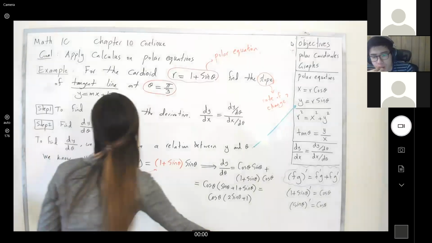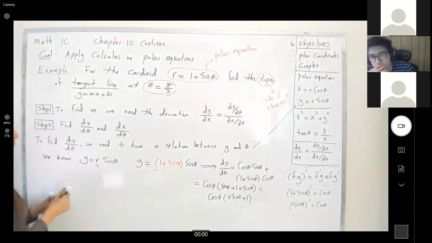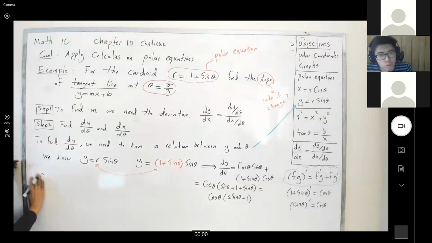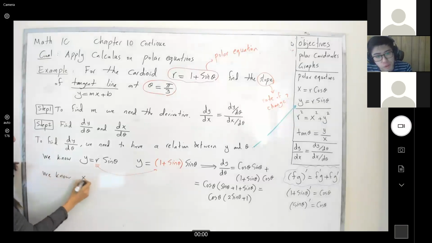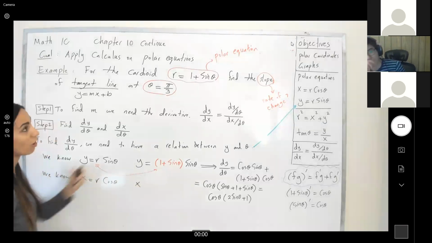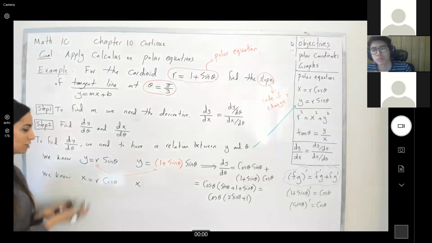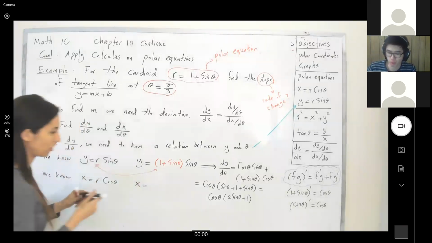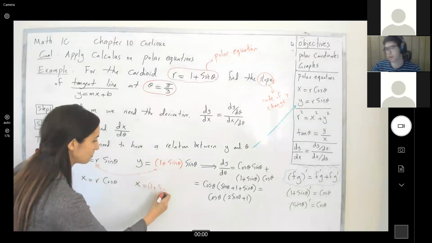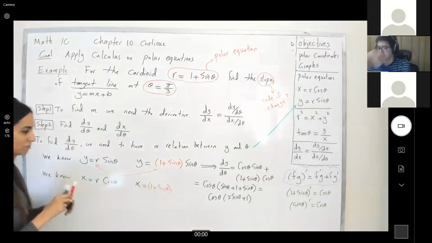Now let us find x in terms of theta. Again, we know that x is r cosine theta, and r is defined as 1 plus sine theta. So just substitute that here: 1 plus sine theta times cosine theta.